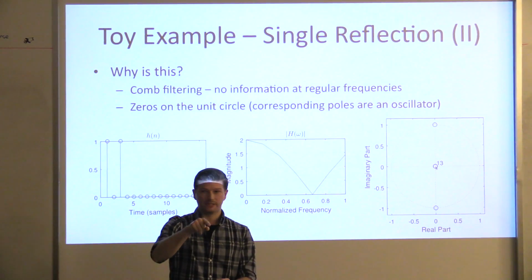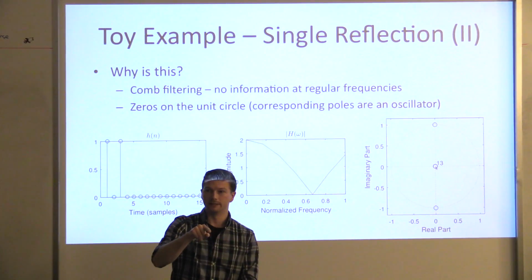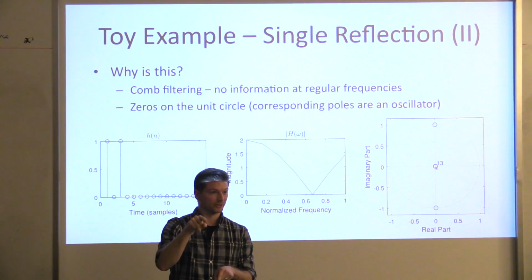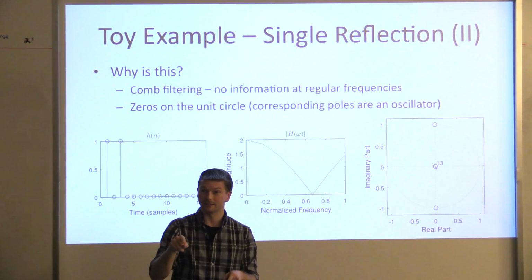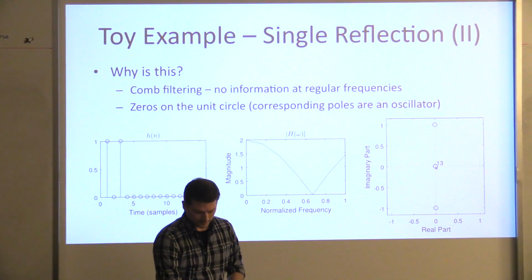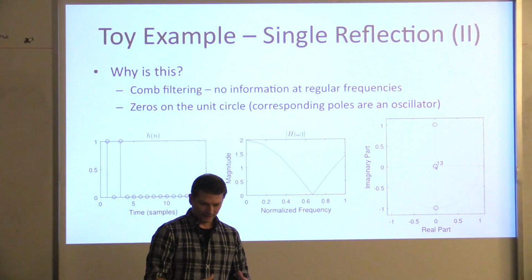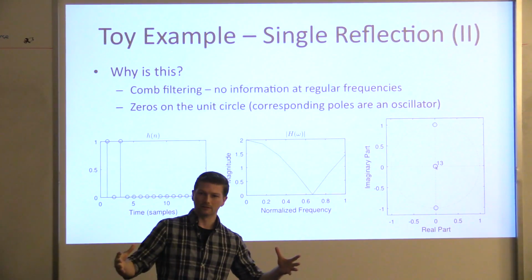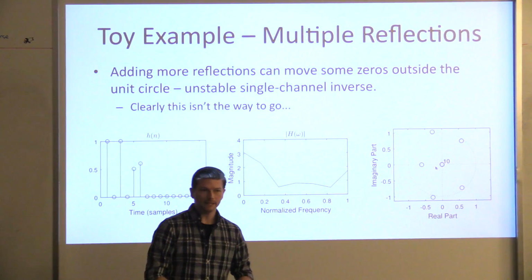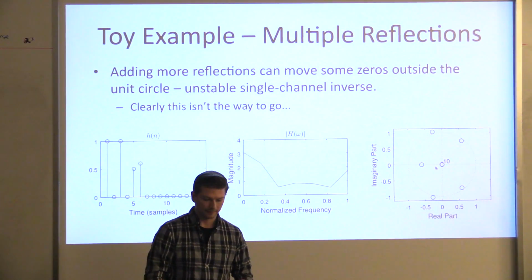So if we know where the zeros are, we should just be able to cancel this with a filter that's got poles in the same place. But if we're going to put poles on the unit circle, we're going to end up with an oscillator. An oscillator doesn't end, it goes on forever. So we already know that we're going to have an infinitely long equalizer, but things get a little bit worse when we start introducing more taps. So I've added in 2 more non-zero taps here.